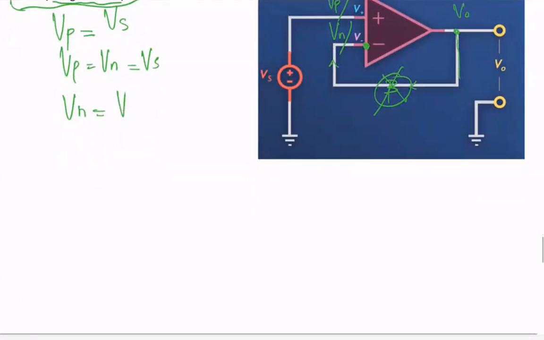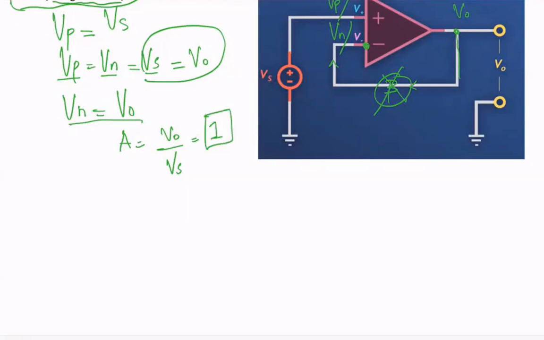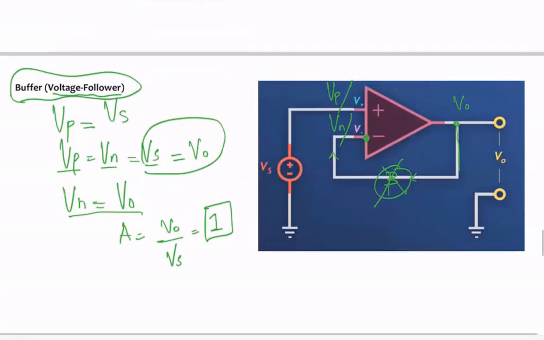V out, correct? Now, if VN equals V out, and because VN equals VP, VP equals VS, then I can also say VS is equal to V naught, correct? We know A equals V naught, output, over input, VS. If V naught and VS are both the same, then what would be the gain? 1, correct?